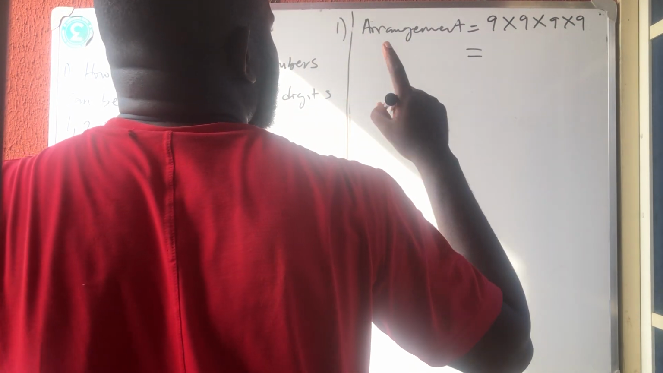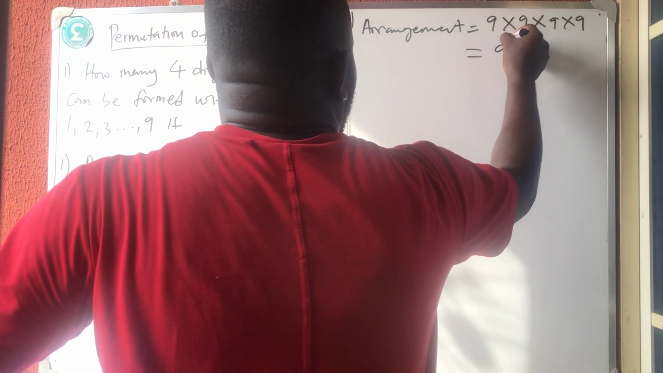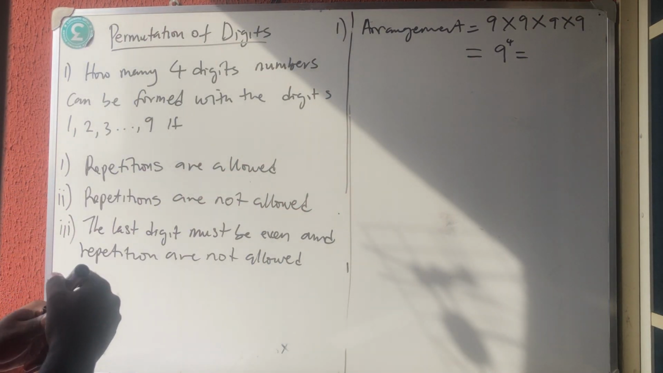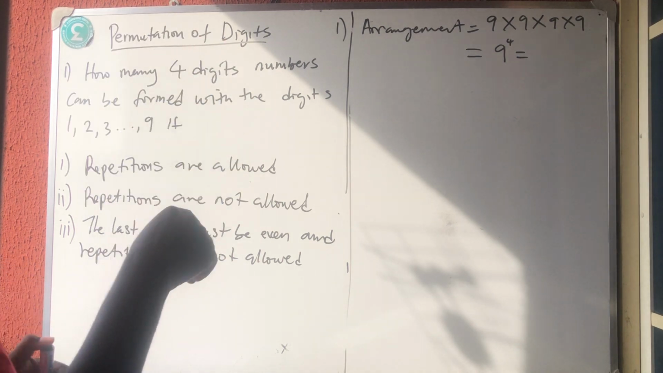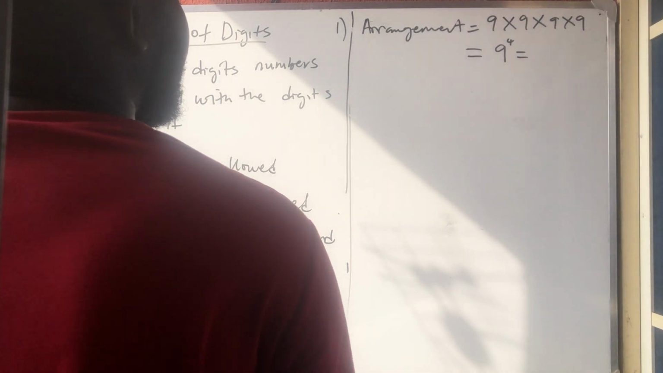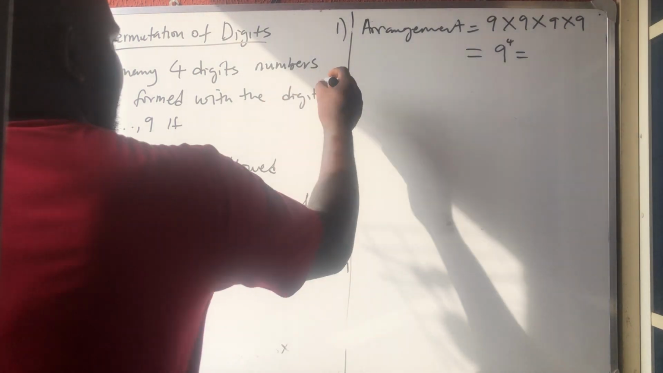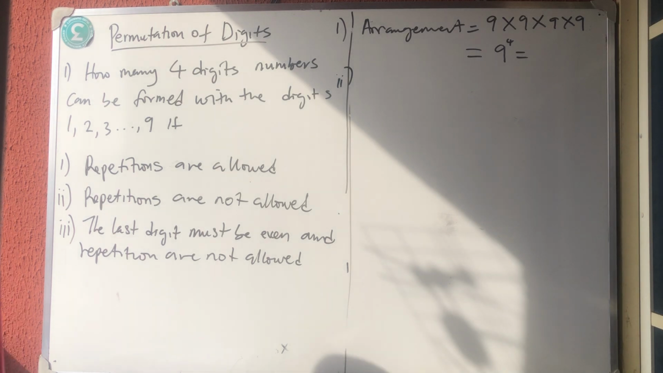So if repetition is allowed, it simply means the number of items raised to the power of how many you are forming, which is 4. As simple as that. So the next one, watch the next one now.